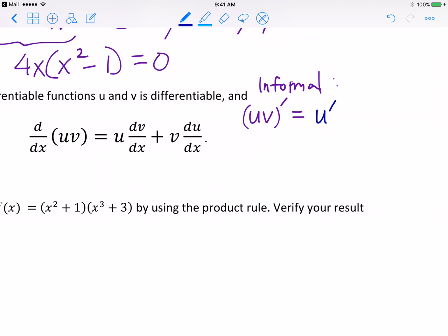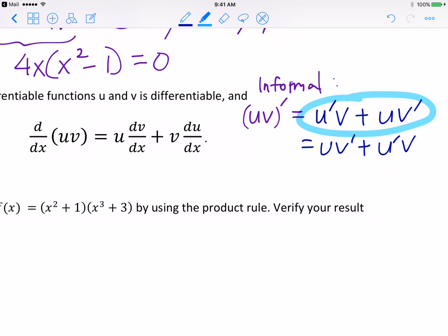We're looking to solve for the actual derivative. So the answer could be u prime v plus uv prime. You're adding. The order doesn't matter, you could write uv prime plus u prime v. So once again, you're taking the derivative of one of them, multiplying by the other function, plus the other function multiplied by the derivative of the first one. So what does that mean?